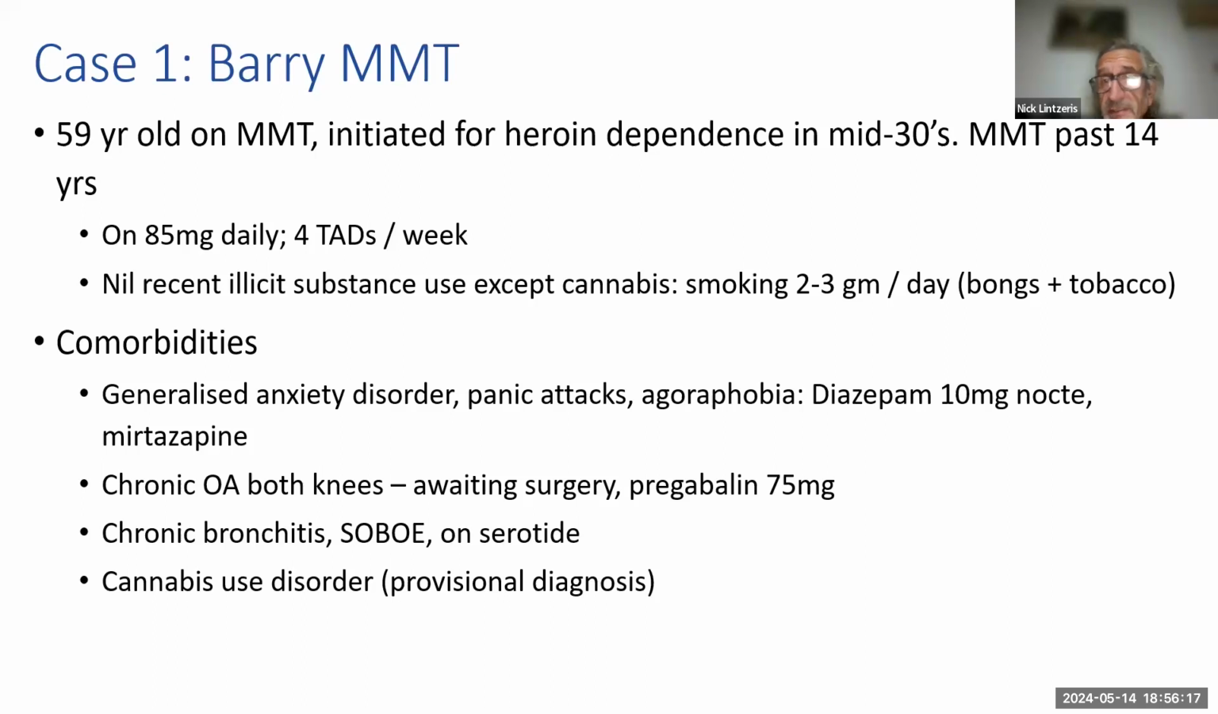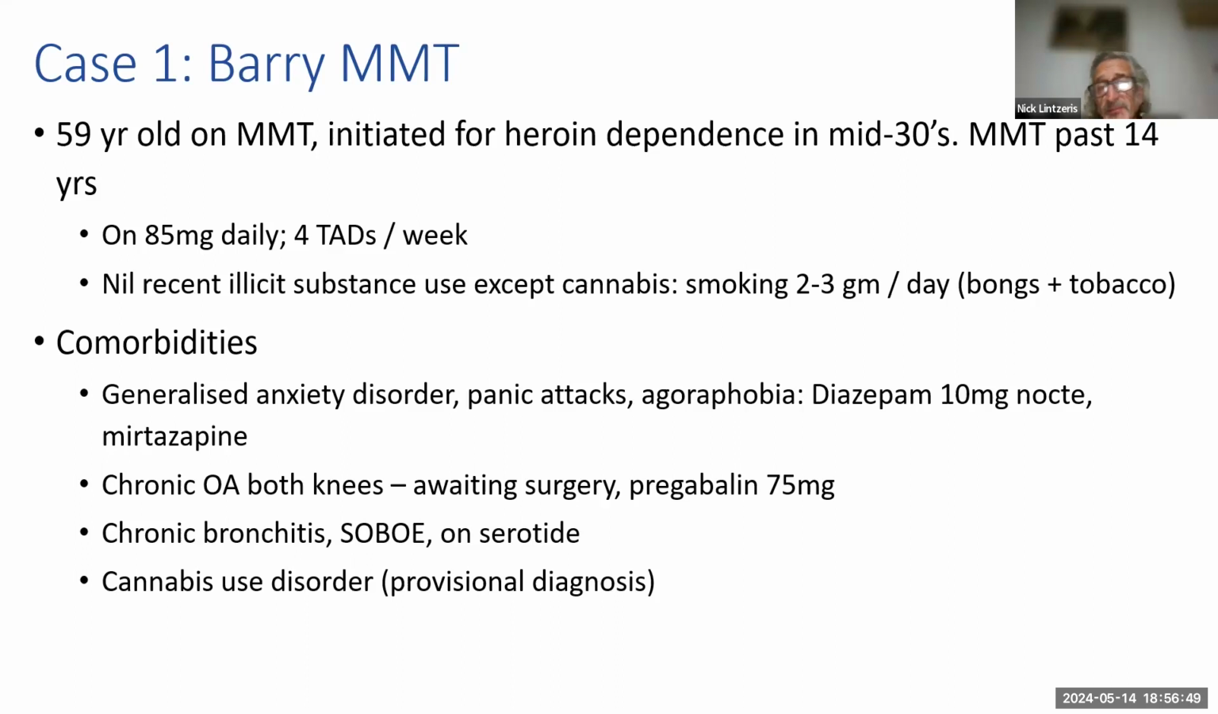He smokes bongs pretty much first thing in the morning, gets up. Before he goes down to the chemist, he makes sure he's got his brekkie bong already loaded and uses that. He also uses tobacco, he estimated probably about 5 cigarettes a day just by packing the bongs. Doesn't smoke cigarettes otherwise. Comorbidities, he's got some anxiety, panic attacks, he's on a bit of Valium and some mirtazapine. He's got chronic osteoarthritis of both knees and he's awaiting surgery, gets pain from that.